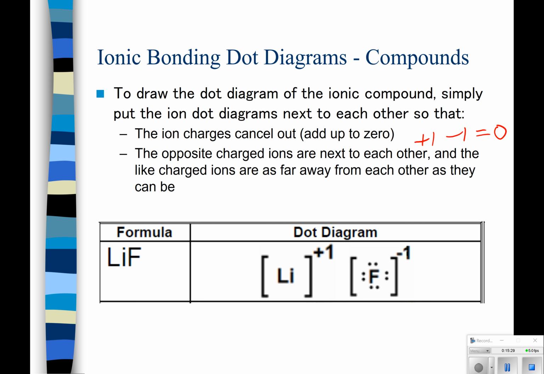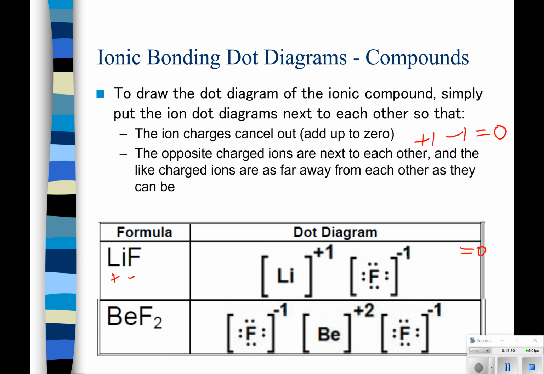So for example, lithium fluoride. We have a metal and we have a nonmetal. So we have a +1 and a -1 ion. These charges are going to add up to 0, and they're as far apart as they can be. No matter what orientation we put them in, they're going to be as far apart from each other as they possibly can. And this looks a little bit differently once we get more ions in our formula.